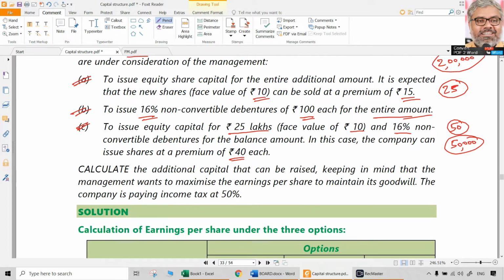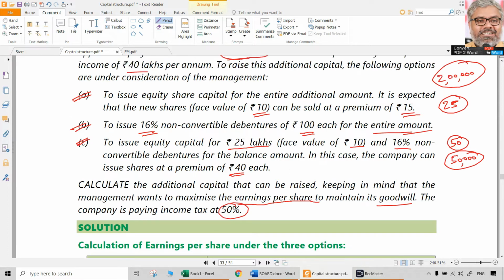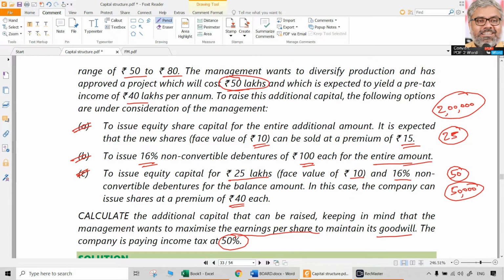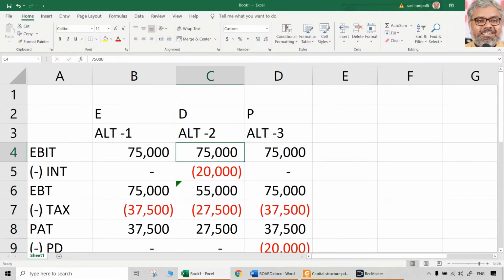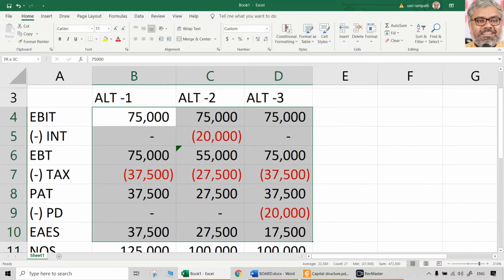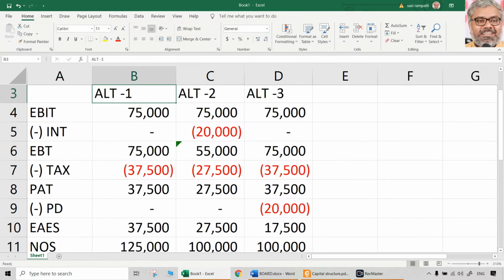What is required here is to calculate the additional capital that can be raised, keeping in mind that the management wants to maximize EPS to maintain its goodwill. The company has an income tax rate of 50%. So calculating the additional capital is not the point. Which of the options is better? That should be the question. There are 3 alternatives. Which option will give better EPS? Ideally that should be the question. So let us take the same type of calculations.